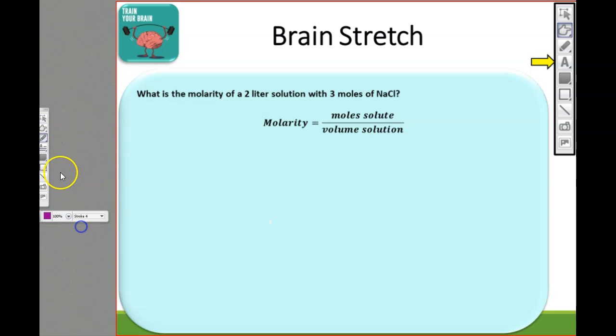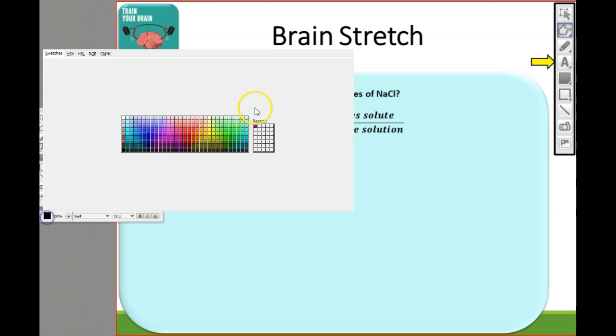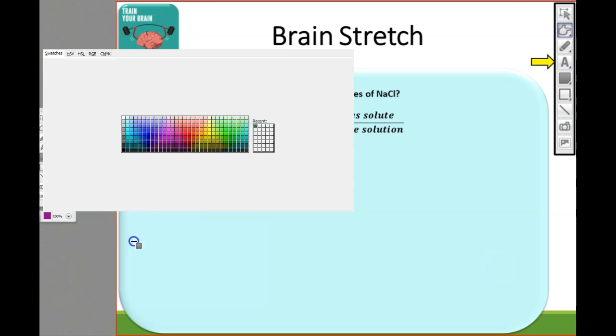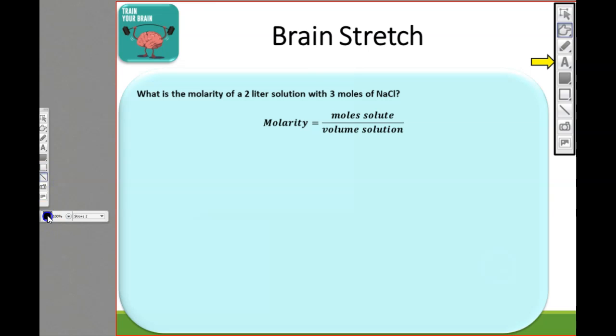Yesterday we learned how to calculate concentration through an equation called molarity. If you didn't see yesterday's lesson, make sure you go back and do that because it is really important. You need to be able to do this calculation on your own. So let's first annotate this together.